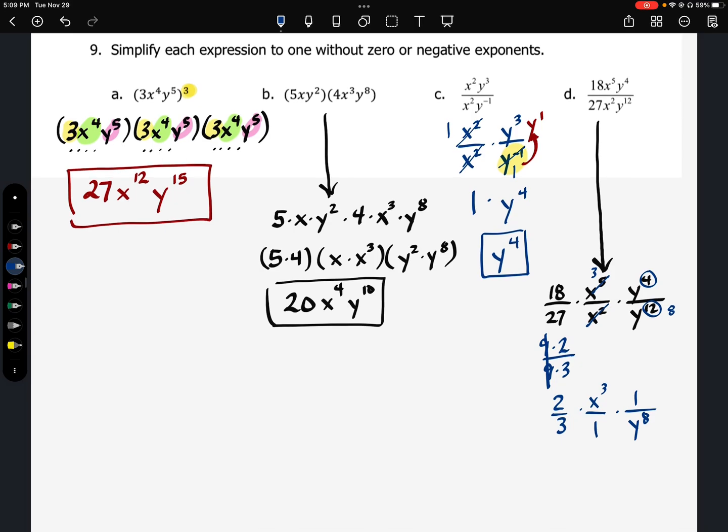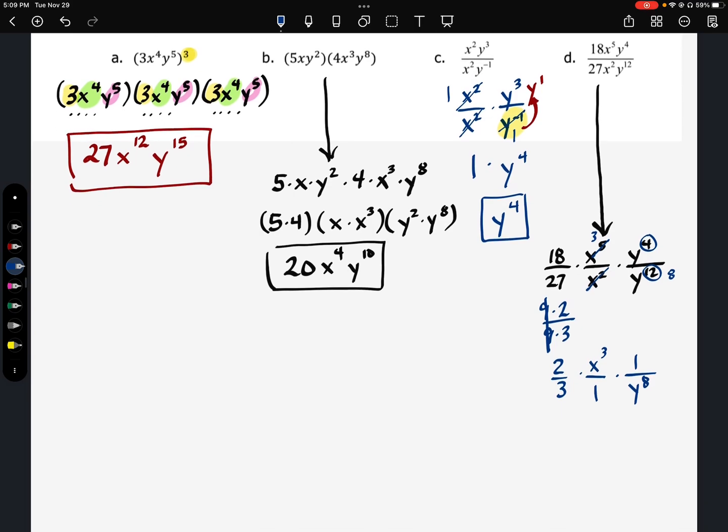And our goal now will be just to put it all back together. Multiply what we have in the numerator, multiply what we have in the denominator. 2 times x to the 3rd is 2x to the 3rd. On the bottom, we're going to get 3y to the 8th. And that is our final answer.